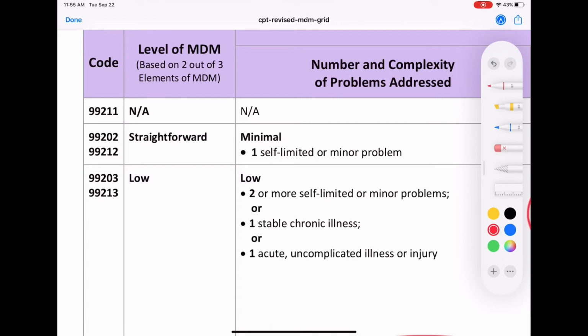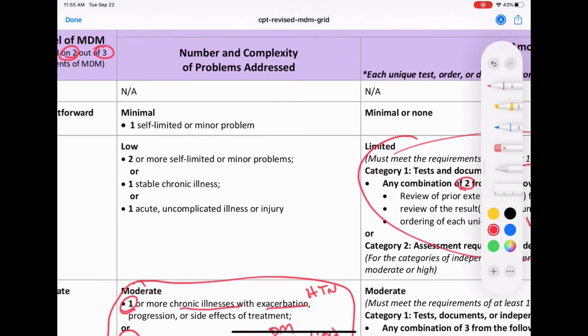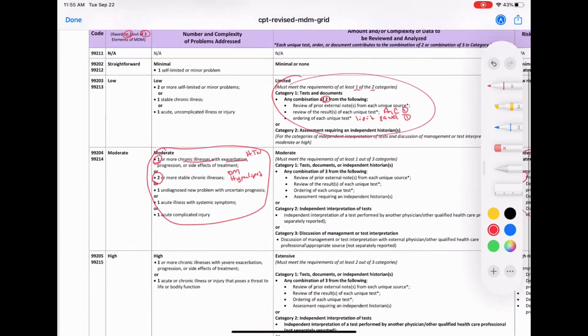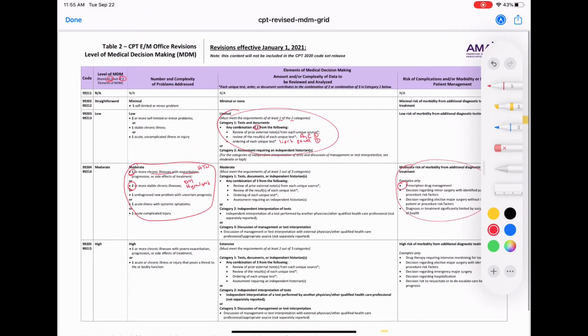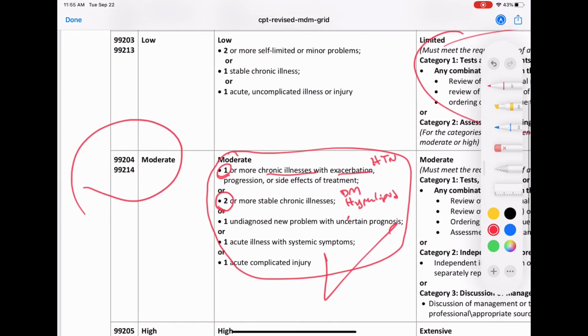Remember, it says based on 2 of the 3 in these elemental columns. So go back to your elemental columns, and I'm going to make it small like that, small version so you guys can see. Do we have 2 in one row? Yes, we do. We have this and that. That means we are dealing with a moderate patient. So this was an established patient.